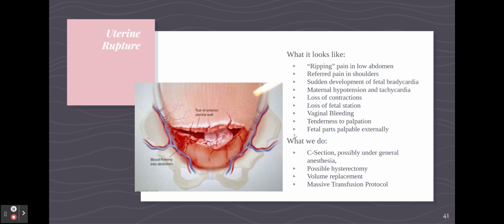And you'll do all the things you do in any bleeding emergency: 2 large bore IVs, volume replacement with crystalloid fluids like normal saline or lactated ringers, and then you would be ready to initiate the massive transfusion protocol. And that's a topic for a separate presentation.